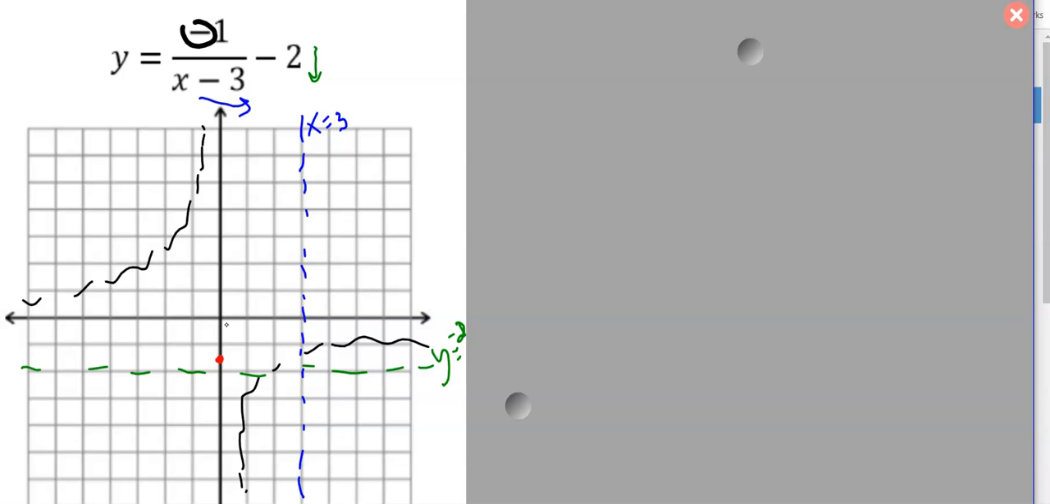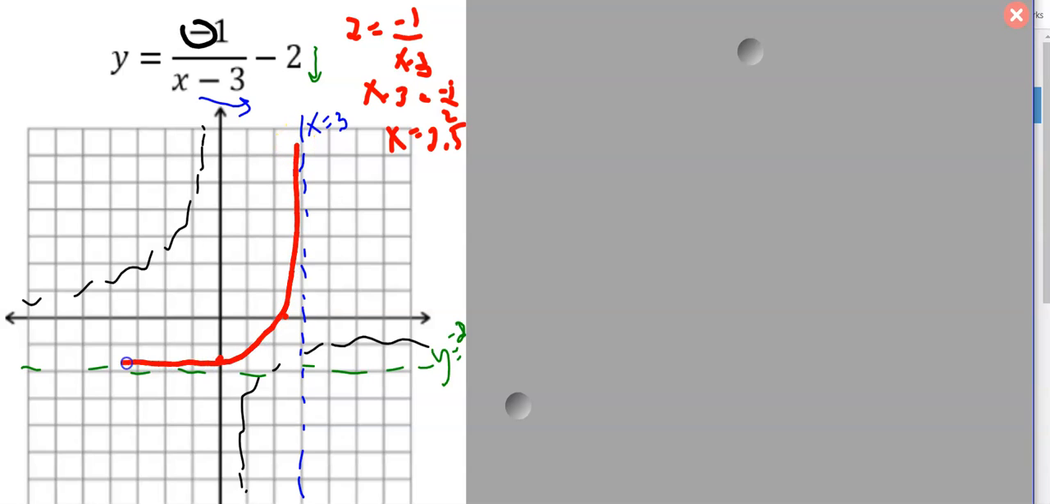The x-intercept, plug in 0 for y. If you do that, you end up getting 2 equals -1 over x minus 3. Multiply by that, divide by that, you get x minus 3 equals -1/2. So you get x equals 3 plus -1/2, or 2.5, I think. So 2.5-ish, right about there. So the graph here looks something like this.